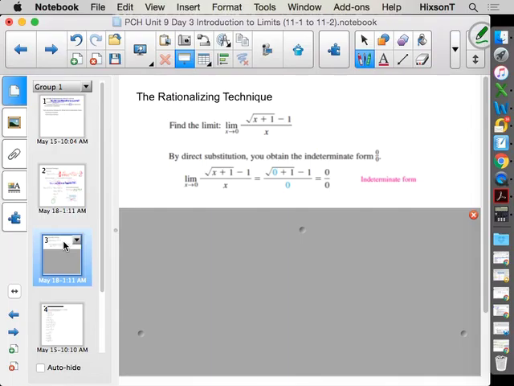Now, you'll notice here we have the limit as x approaches 0 of the square root of x plus 1 minus 1, all over x. So, as you go to evaluate this by direct substitution, because we always try that first to see if it'll work, okay? But this time we get 0 over 0.